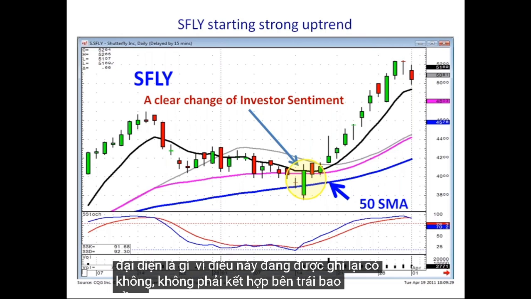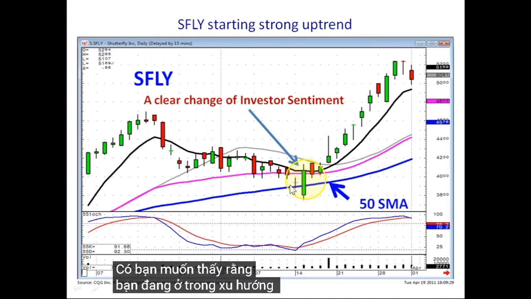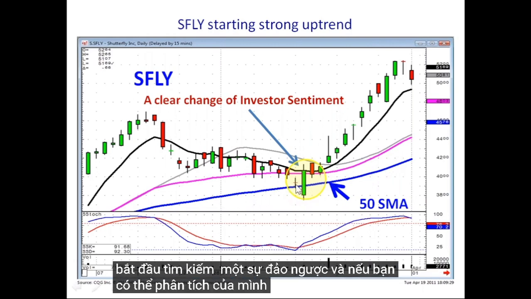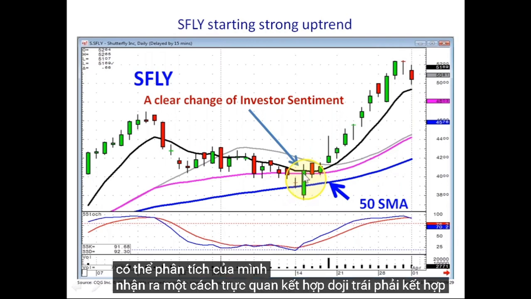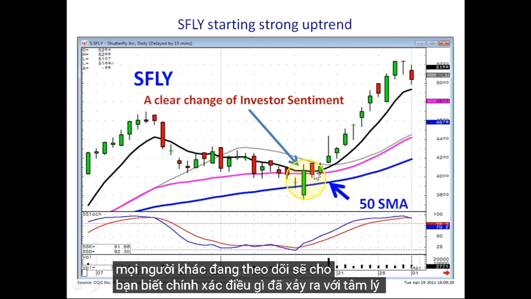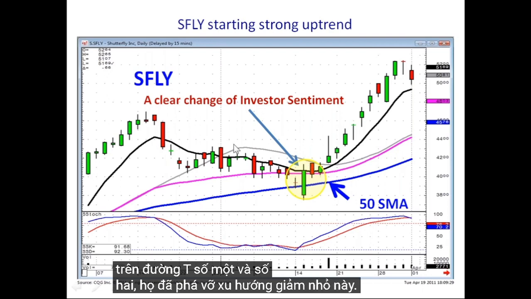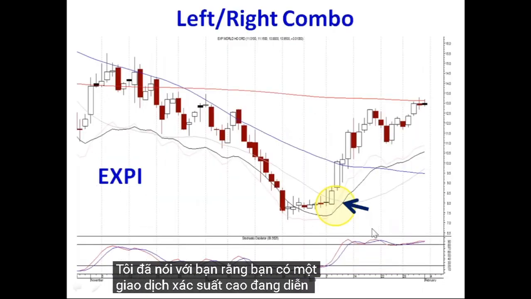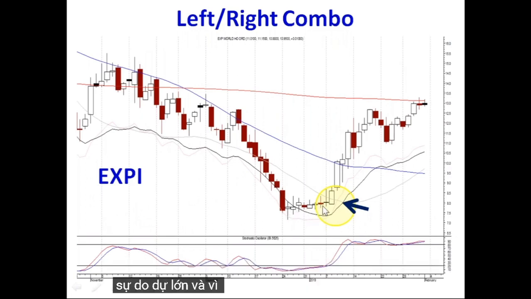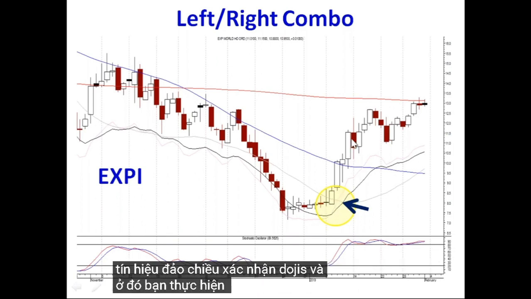Does the left-right combo not include that the left is in a preceding trend? Yes, you want to see that you're in a downtrend. Remember, anytime you see a doji in the oversold area, you start looking for a reversal. And if you can visually recognize a doji left-right combo right smack dab on the 50, which is where everybody else is watching, that tells you exactly what's happened to investor sentiment. You can start buying, especially when they start trading up above the T-line, number one, and number two, if they've broken this little downtrend, that tells you you've got a high probability trade going on. So remember, if one doji represents indecision, a series of dojis represents major indecision. And so when do we buy this one? When we see a reversal signal confirming the dojis. And there you go, the left-right combo.